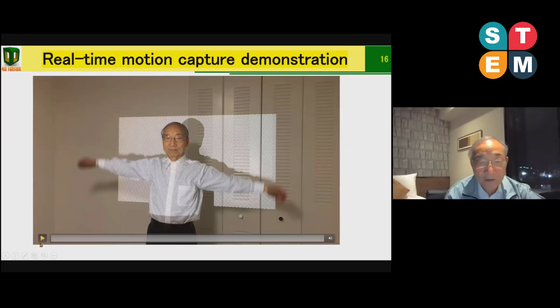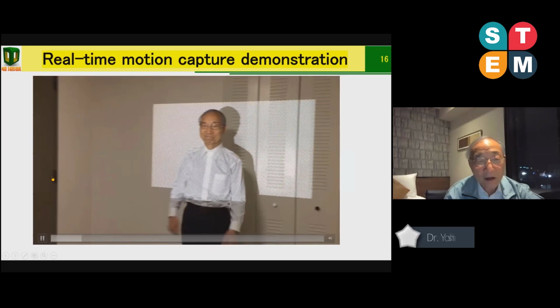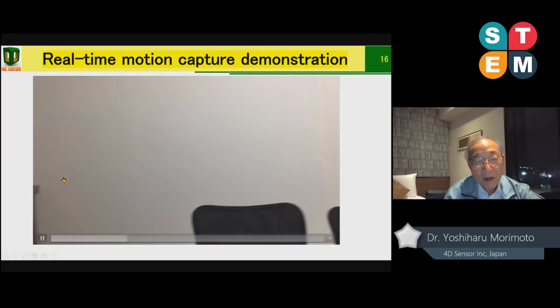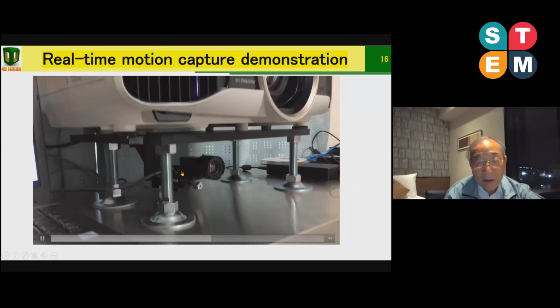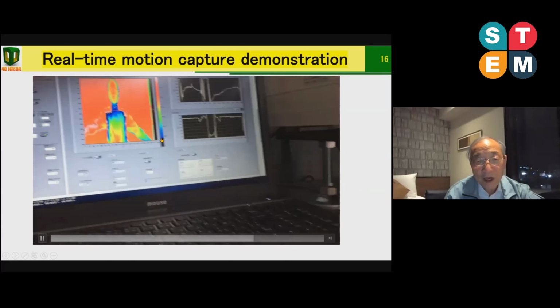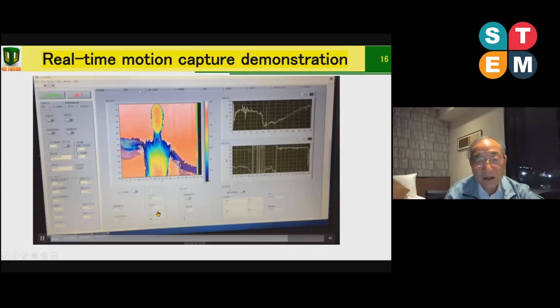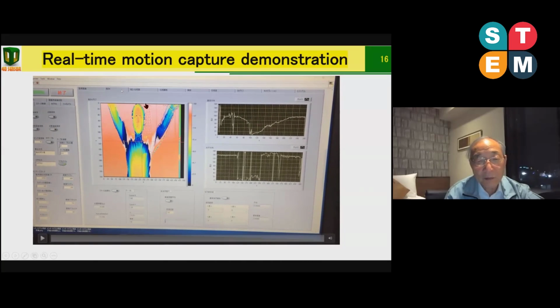So this is an example of the moving human shape. Here is a grating image. Can you see the grating? So we project the grating by using an ordinary projector. This is a projector. Here is a camera. So the camera records the projected grating image. Then the data is sent to a personal computer. It gives a real-time 3D shape with pseudo color, like this.